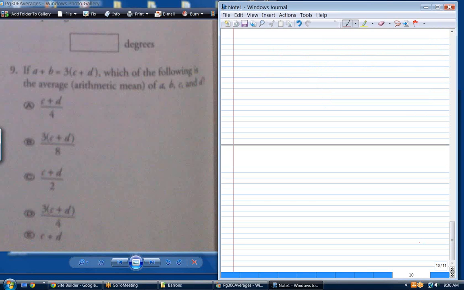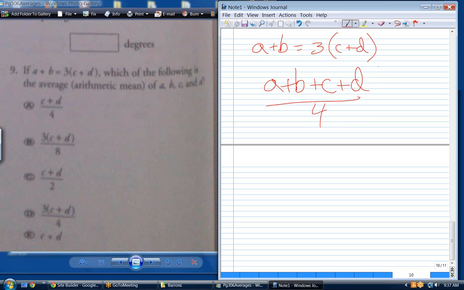Let's see. A plus B equals 3 times C plus D. What's the arithmetic mean of A, B, C, and D? So let's start at the end. What's that expression going to look like? A plus B plus C plus D divided by 4. Okay, so that's what we're trying to solve for.